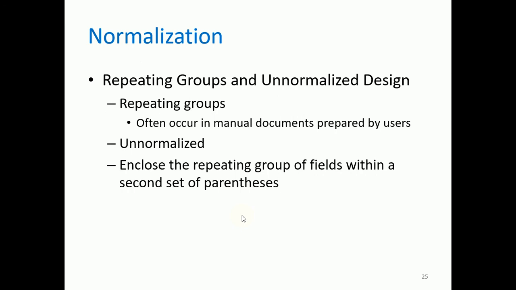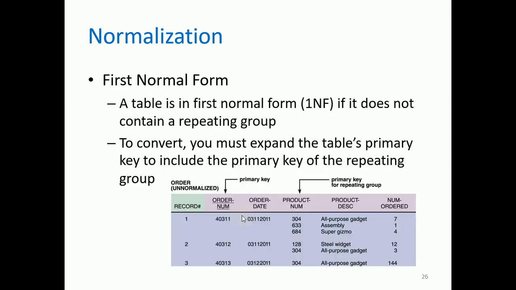And the next is repeating groups and a normalized design. Repeating groups often occur in manual documents prepared by users. So if there is a repeating group in a table, it is unnormalized. What we're going to do is enclose the repeating group of fields within a second set of parentheses. So normalization has 3, but I already see there are 4 normal forms, but for this presentation, we have 3.